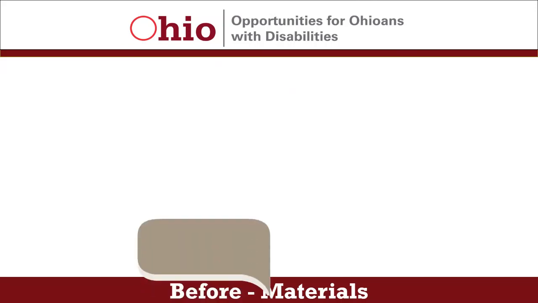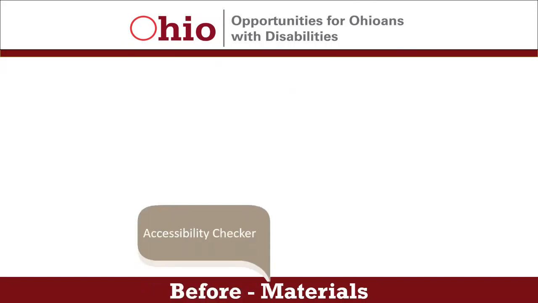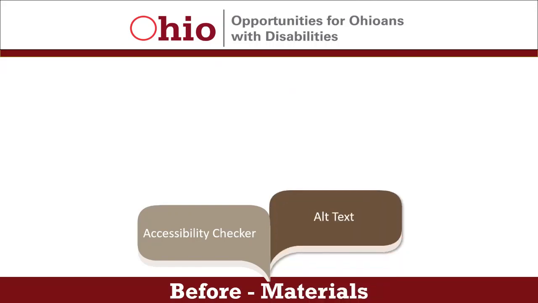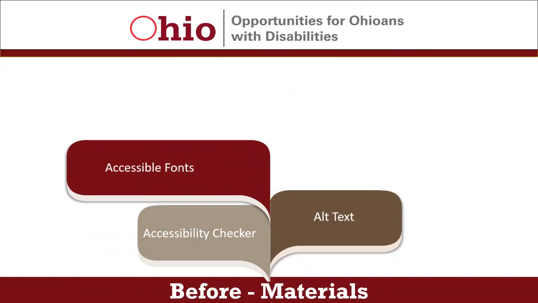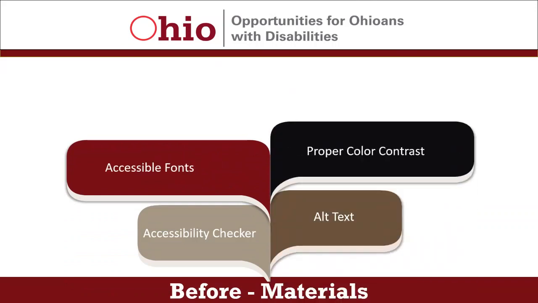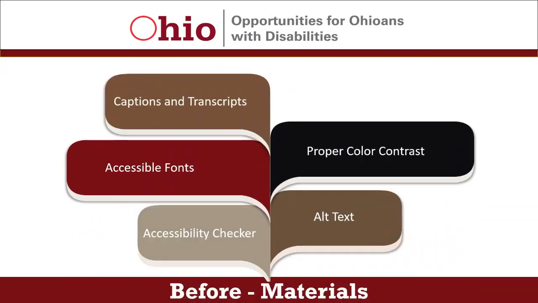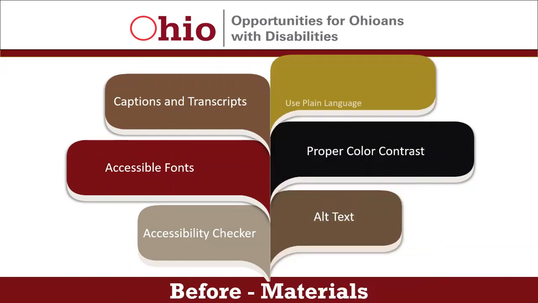First is to remember to use the accessibility checker that is built into the Microsoft 365 applications like Word and PowerPoint. Remember to use alt text, accessible fonts, and proper color contrast. Correct any captions and transcripts for audio content before these are shared, and use plain language that is clear and concise and free of jargon and technical terms. Following these principles from the start helps to make sure these materials are accessible to as many people as possible.